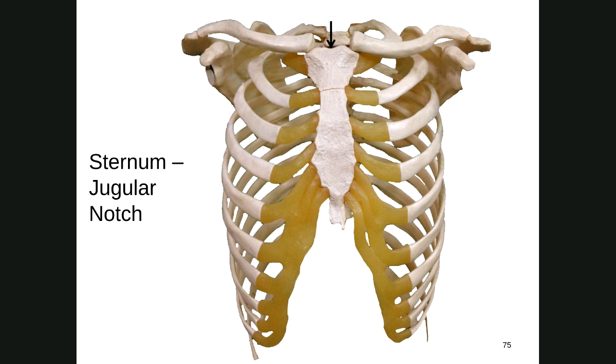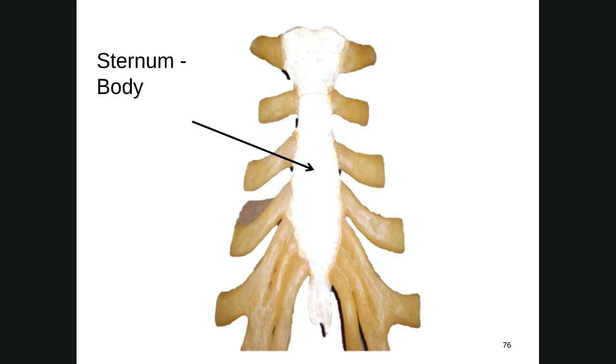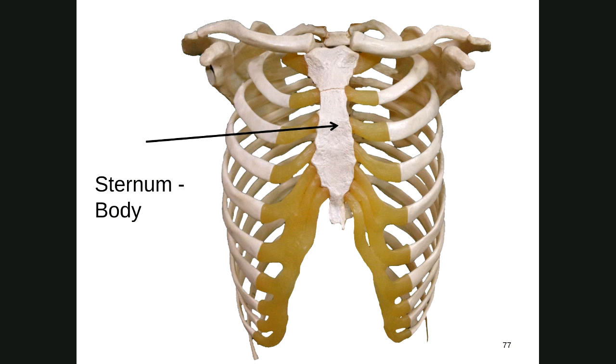Okay, so there's 3 parts of the sternum. First part's the manubrium. The second part is the body. It's that long part right here, from here all the way down to here. That's the sternal body. Okay, here it is in the thoracic cage.